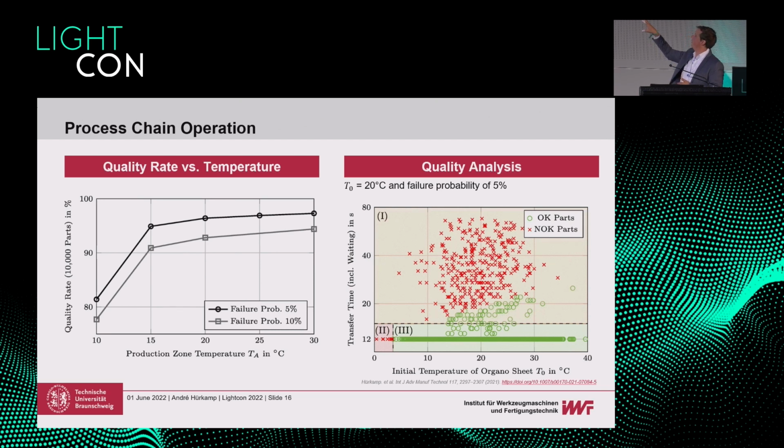In this case, you can also see that maybe you would use the dashed line and say that if the initial temperature of the organosheet is too low and the transfer time is too long, the part is sorted out and there will be no good bond strength. But if we are in a hotter environment, even more parts could still be good, and we can increase the quality rate in this case and make the process chain operation.